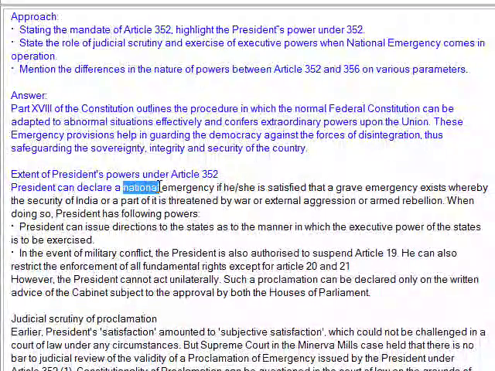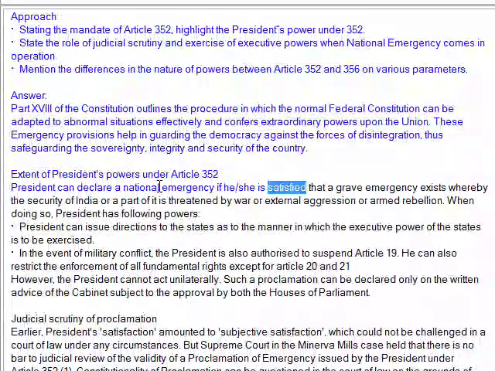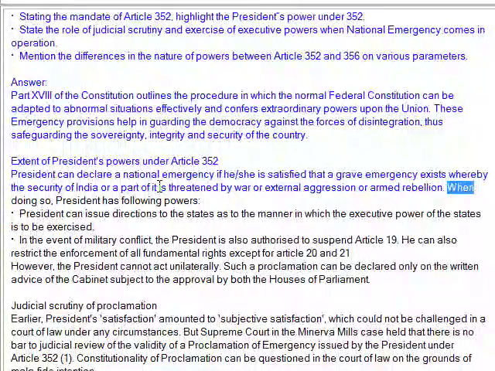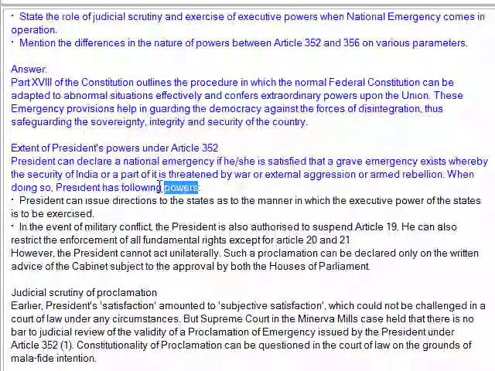The President can declare a national emergency if he/she is satisfied that a grave emergency exists whereby the security of India or a part of it is threatened by war or external aggression or armed rebellion. When doing so, the President has the following powers.